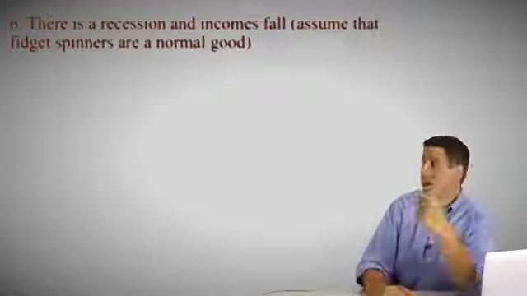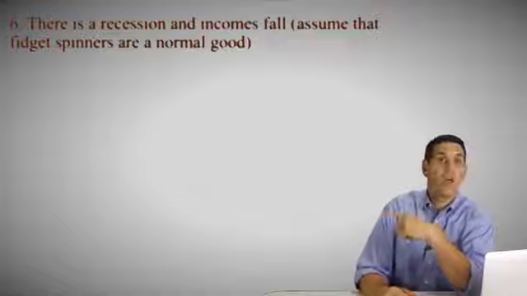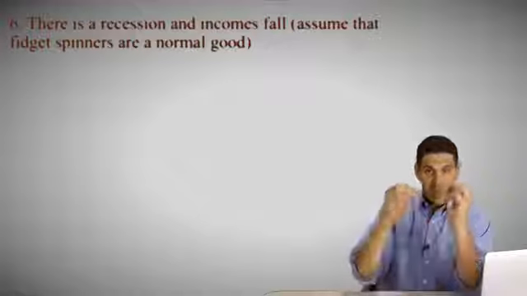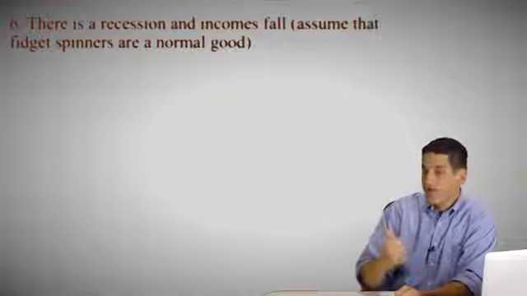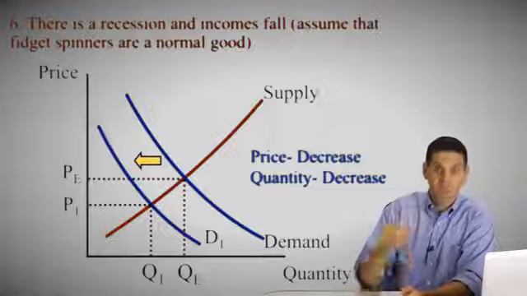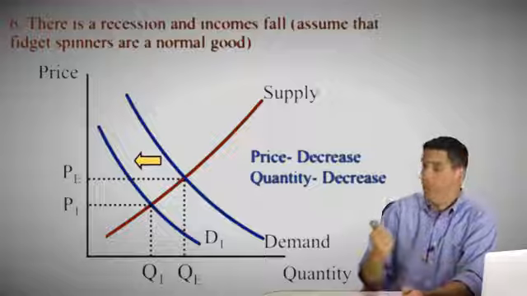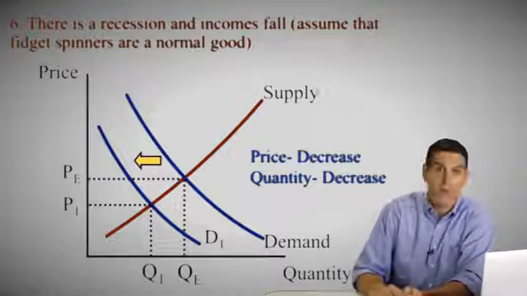In number 6, it talks about income and a recession. Those are demand shifters, right? Because income is a shifter of demand. In this case, it's a normal good. Fidget spinners are a normal good, which means when incomes fall, people buy less of them. So the demand falls, shifts to the left, price goes down, quantity goes down.